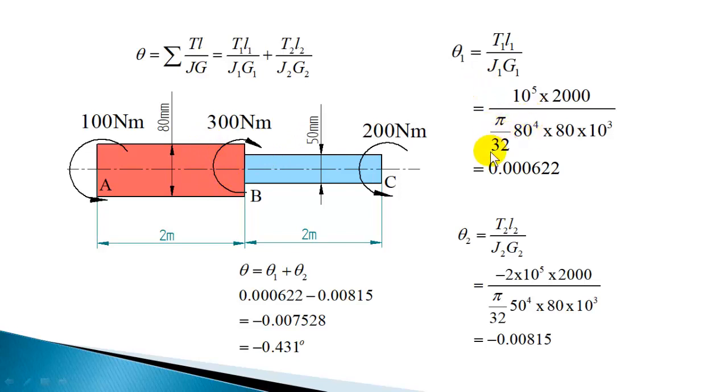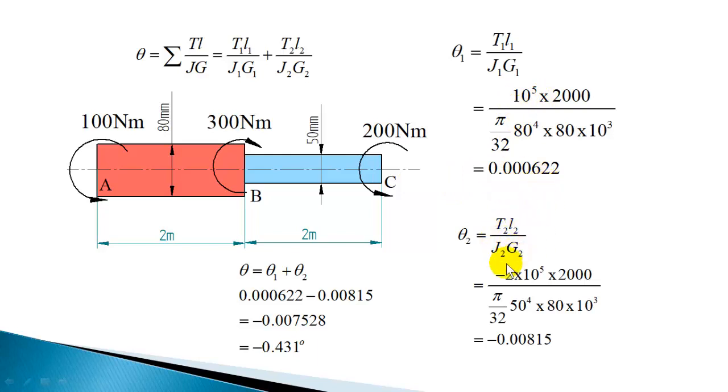Once the diameter is known, you can find the polar moment of inertia of a circular section as pi by 32 into diameter to the power of 4. Diameter is 80 to the power of 4, and G is given as 80 gigapascal, so 80 into 10 raised to 3, which will give the angular twist as 0.000622, and this will be in radian. So that much radian is the angular twist in the first section. We got plus because this torque was clockwise.